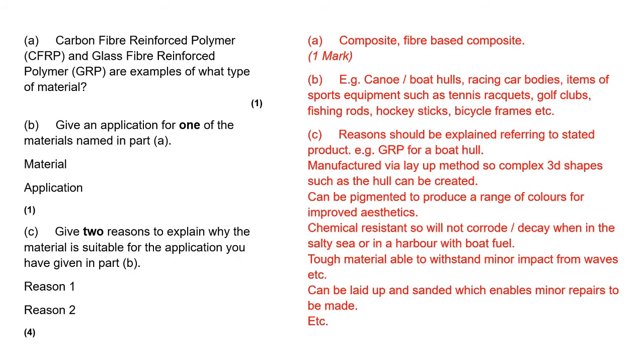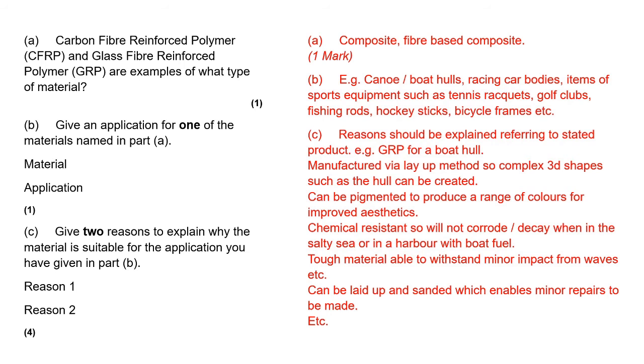Okay, so carbon fibre reinforced polymer or glass reinforced polymer, the type of composite is your mark. Give an application for the materials used: canoes, boats, racing cars, sporting equipment, tennis rackets, golf clubs, anything like that. And then give 2 reasons to explain why the material is suitable. So it can be done in a range of colours, it can be manufactured into complex shapes, it is chemically resistant, it will not corrode, it's a very tough material, it's very good strength to weight ratio, anything like that.